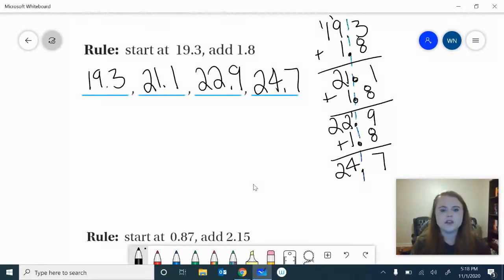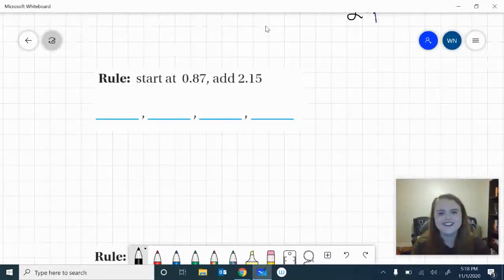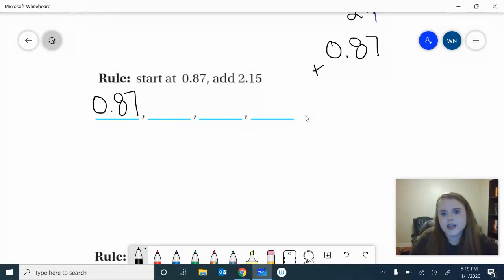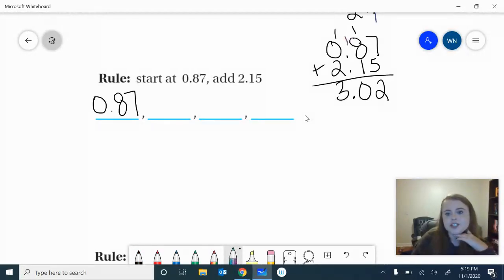Let's do 2 more together. I hope you're working this out with me, even though I'm not asking you for the answer, because I want you to be able to do it. Let's start at 87 hundredths and add 2 and 15 hundredths. So we're going to start at 87 hundredths and add 2 and 15 hundredths. All we're going to do is add 8, 9, 10, 11, 12, 9, 10, and that's 3. I forgot my magical decimal line. I'm going to put it in just to check and make sure. Yep, I'm good. 3 and 2 hundredths.